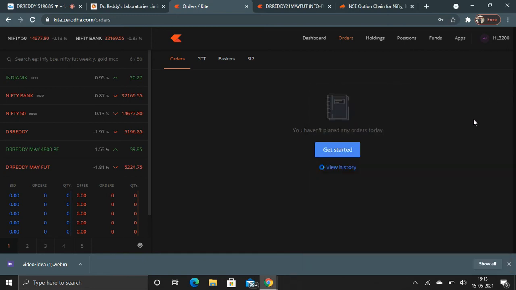Okay, so what if our analysis goes wrong and Dr. Reddy starts to move in an uptrend? We keep stop loss at 50% of what we buy. If we buy at 40 rupees, we keep a strict stop loss at 20 rupees. We exit our position. That's it.